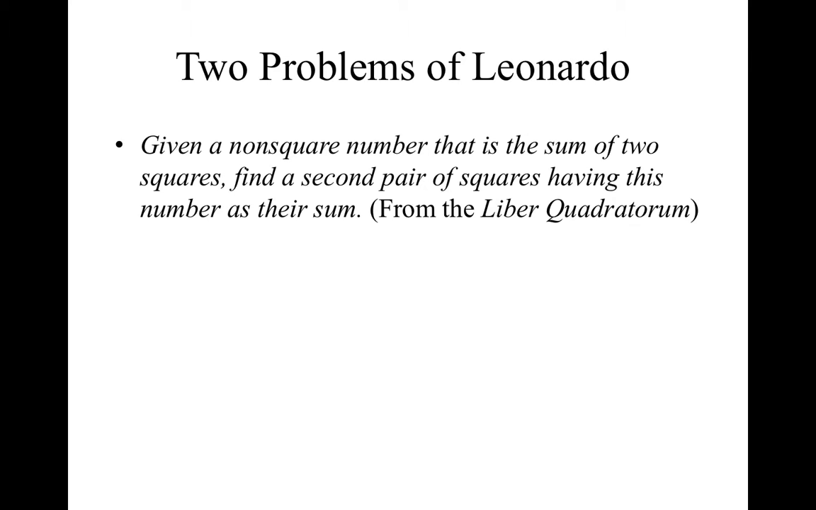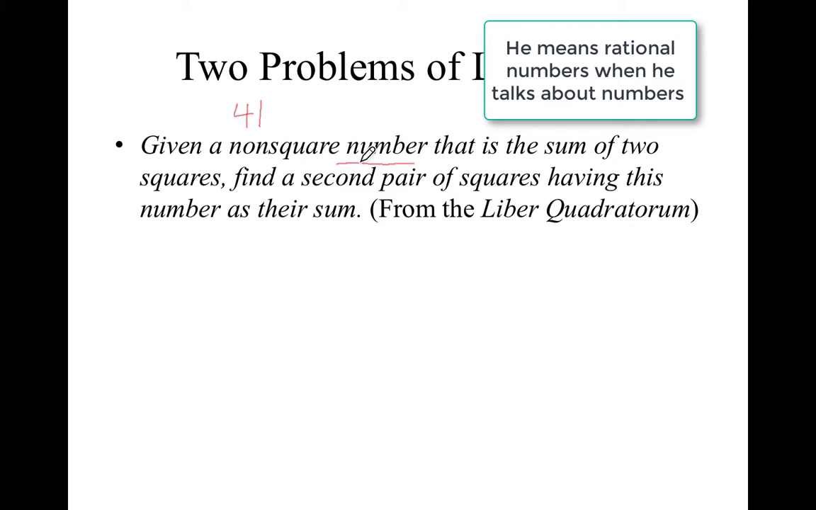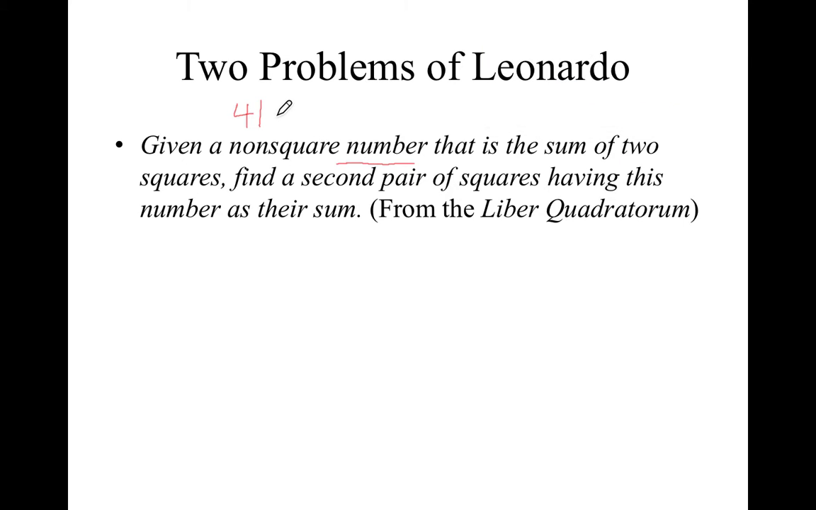Okay, two problems of Leonardo of Pisa are very important and are discussed in your book. One is, given a non-square number, such as number 41, a non-square number. Please note that when this book is talking about number, it means not just whole numbers but rational numbers. So 41 is just one example of a whole number in this case. It can be written as a sum of two squares.